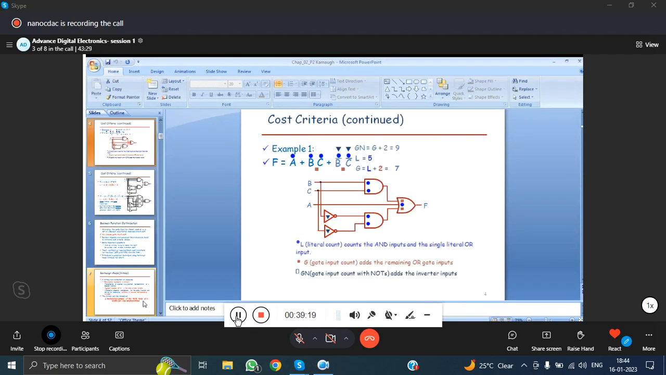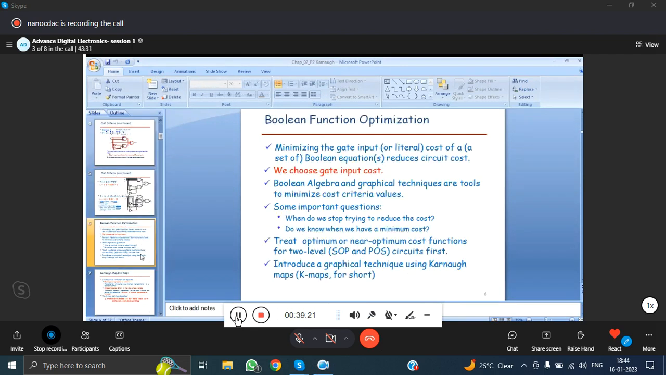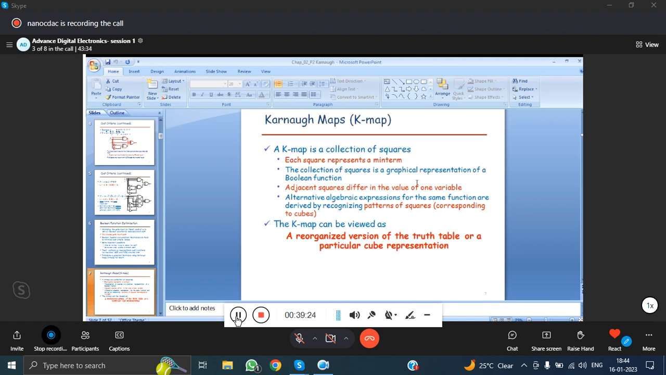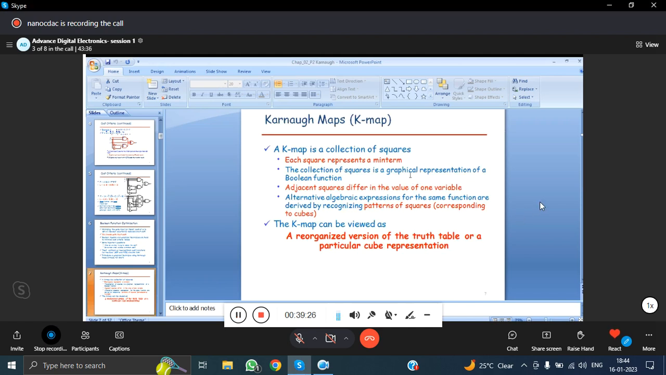Okay, let's go ahead. So see here, each square is representing a min term, and the collection of squares is nothing but a graphical representation of a Boolean function. Okay, so if you have adjacent squares, they differ in the value of one variable.